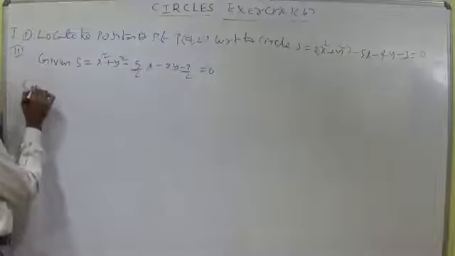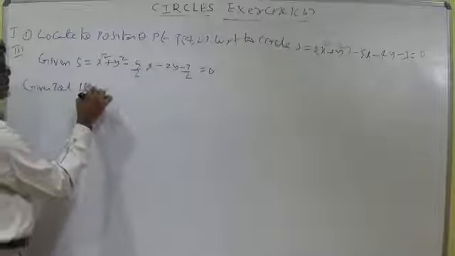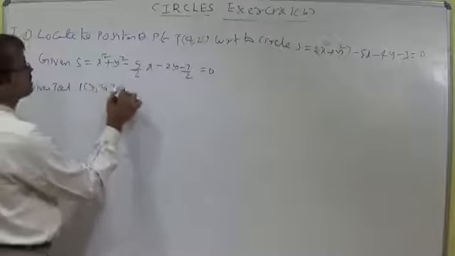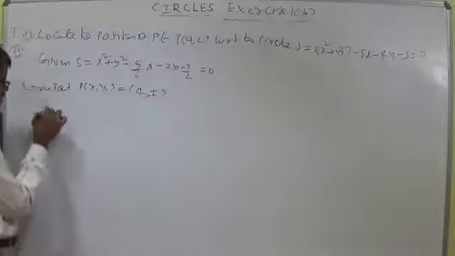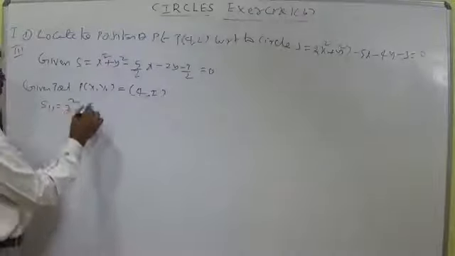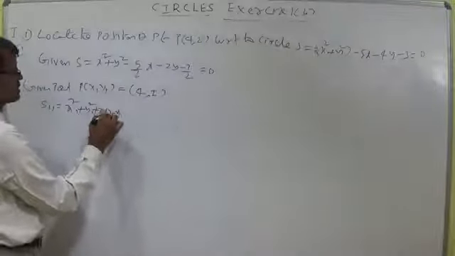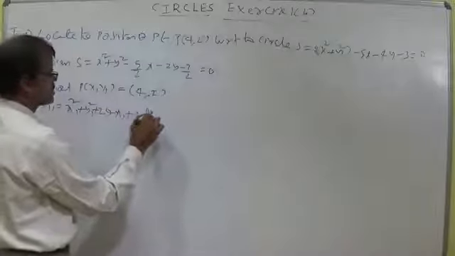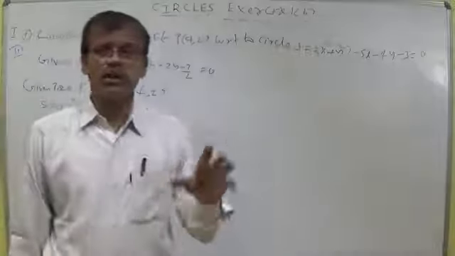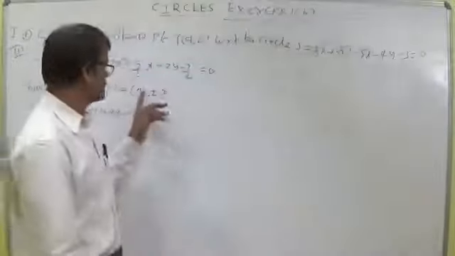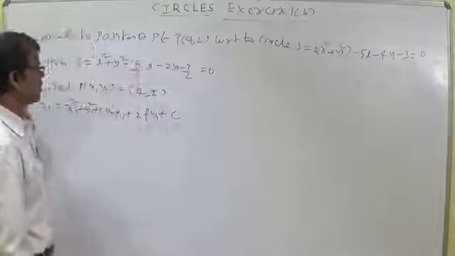Next, given point P(x1, y1) is equal to (4, 2). Write the notation S11. S11 notation is x1 square plus y1 square plus 2g x1 plus 2f y1 plus c. It is nothing but substituting the given point in the given circle. That's all, you will be getting the answer.